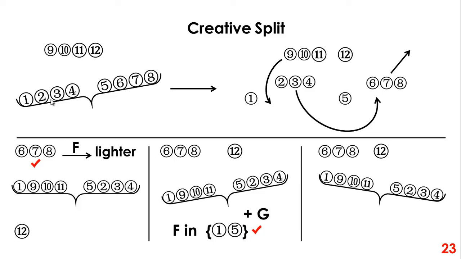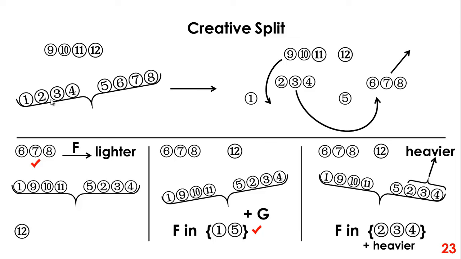Now the last case. In this case, because the group 2, 3, 4 makes the right side heavier, we know this group contains the fake one. And we also know the fake one is heavy. With that information, from what we did before, we have the solution. So we can use one weighing to find the fake one.